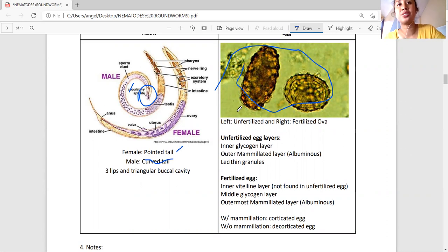of the Ascaris ova. So the innermost layer of the unfertilized egg is the glycogen layer, GL. The outer layer is the mammillated or albuminous layer, then there are lecithin granules. So when unfertilized, it is rough. Once it's fertilized in the soil, class, there is an inner vitellin layer, which you cannot find in unfertilized ova. Then the middle layer is the glycogen layer, which was previously the inner one, and the outermost is still your mammillated layer or albuminous layer.